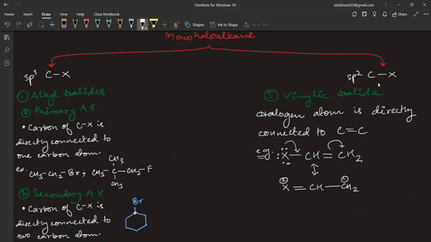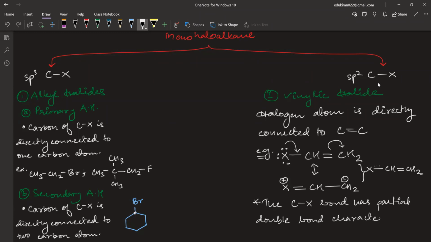Okay, now due to this, what will happen? There will be a partial double bond character on this carbon halogen bond. So you'll write here: the CX bond has partial double bond character, due to resonance, and is tough to break.